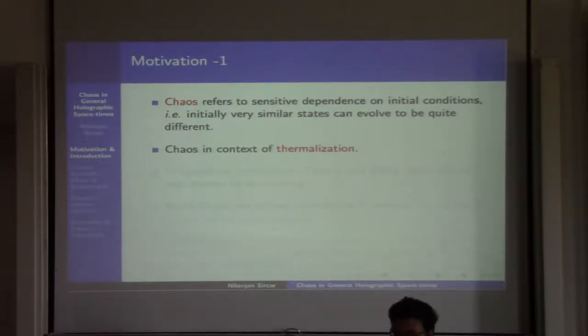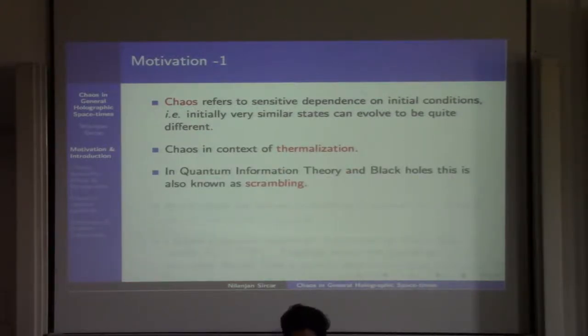That means that you have a thermal system and you perturb part of the system, and as it goes back again to a thermal system, that is, in the process of thermalization, this kind of chaos plays a role. In quantum information theory and black holes, this is also known as scrambling. The term scrambling is used in various broad senses.